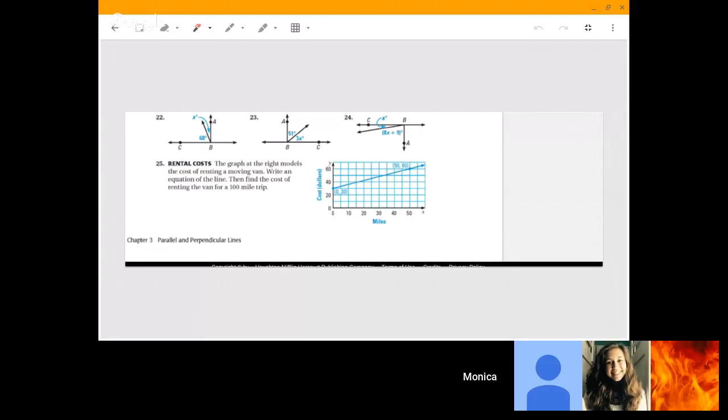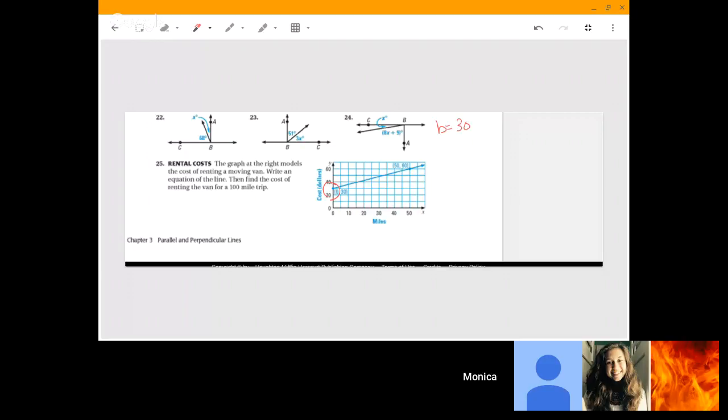Okay, so on this problem, the graph at the right models the cost of renting a moving van. Write an equation of the line and then find the cost of renting the van for a 100-mile trip. So in order to write the equation of the line, we need to know two things, the slope and the y-intercept. So on this one, first off, we can tell the y-intercept is right here, okay, at 0, 30. So that's going to mean b equals 30.